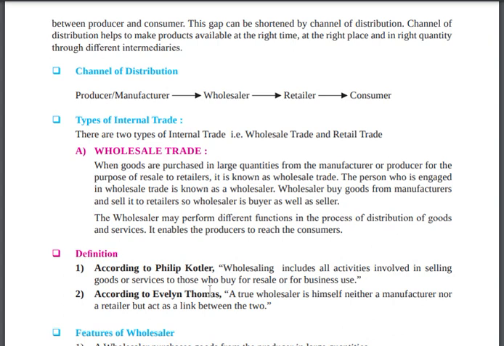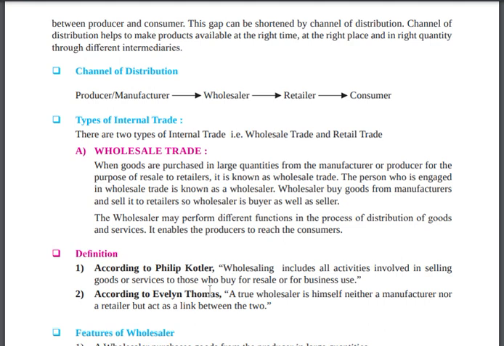Clear? So the first is wholesale trade. When goods are purchased in large quantities from the manufacturer or producer for the purpose of resale to retailers, it is known as wholesale trade. For example, I am living in Mumbai and Mohan is in Ratnagiri selling mangoes, and I want to purchase mangoes in a bulk order, and then I will sell from my godown to the retailers, and then they will sell the mangoes on their vendor stalls.